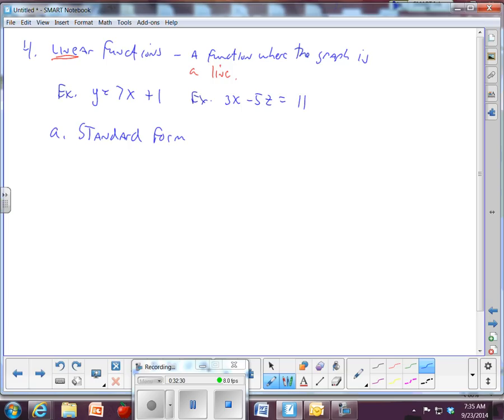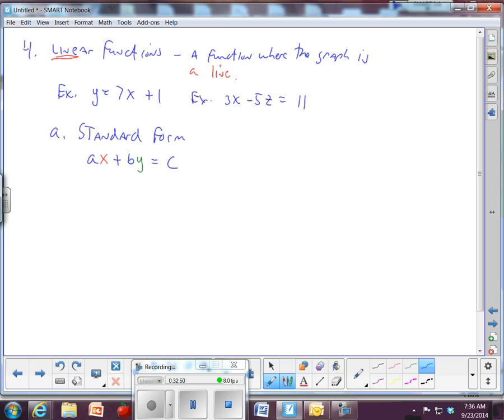Standard form. And this is just something that everyone should have memorized, and it goes like this. A, and that A is really a number, represents a number. Then I'm going to use my red here for x. AX plus B, and I'm going to go to green here, BY equals C.